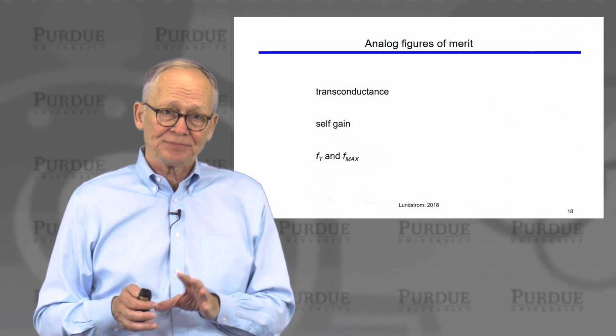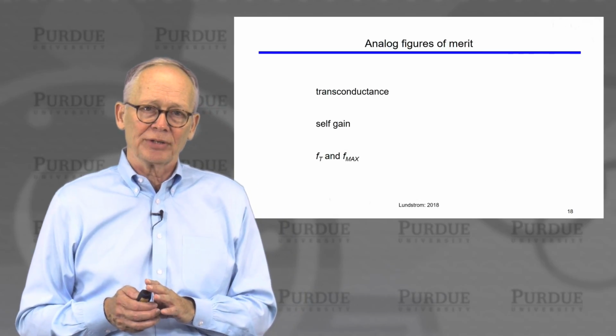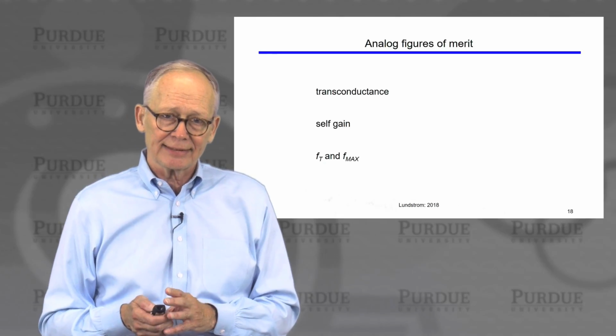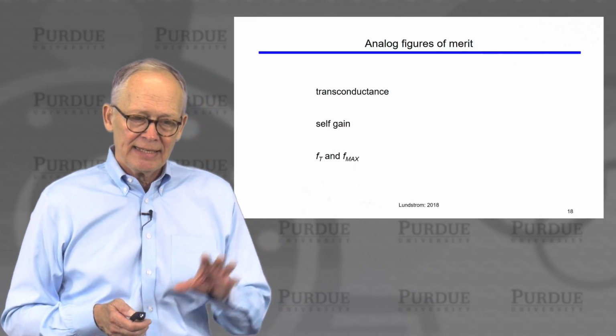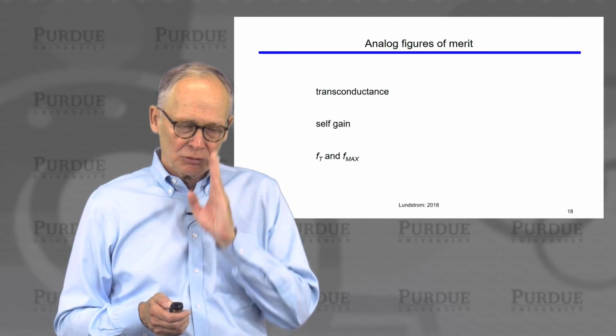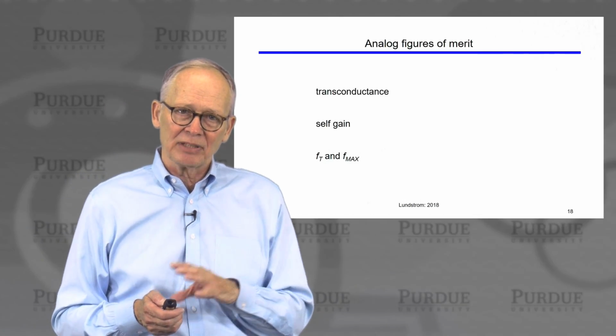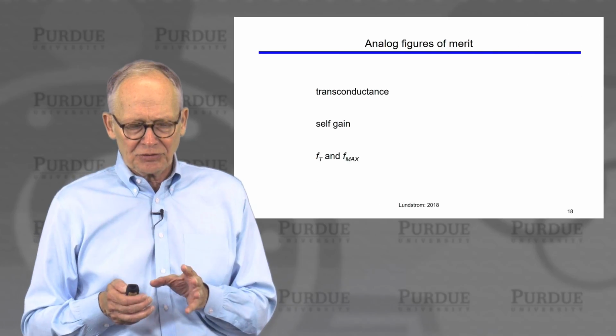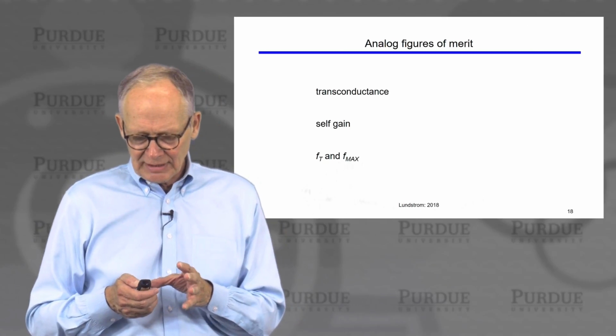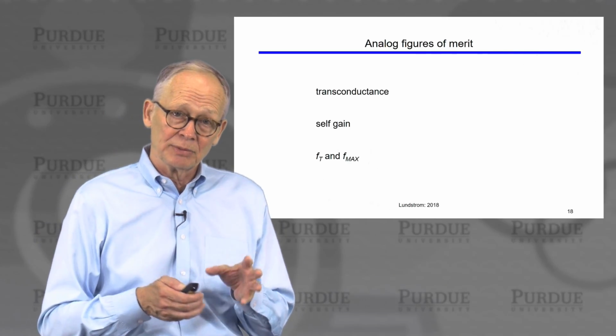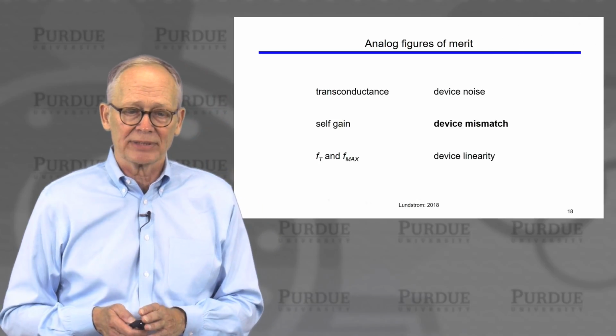So we've talked about three kinds of important analog figures of merit: transconductance, self-gain, and f t and f max. Those are relatively easy to measure, especially the first two. So they're commonly measured, and these would be the first figures of merit that an analog person would look at to determine whether this transistor is suitable for the application.